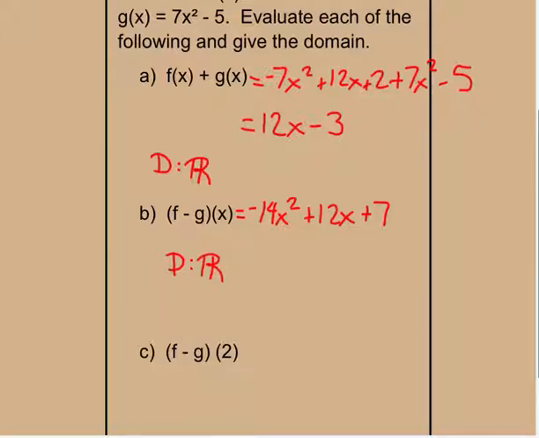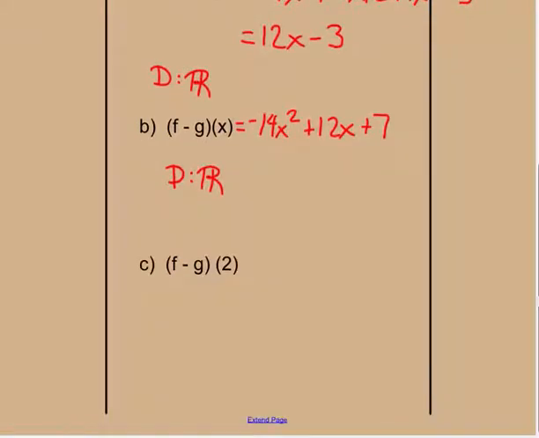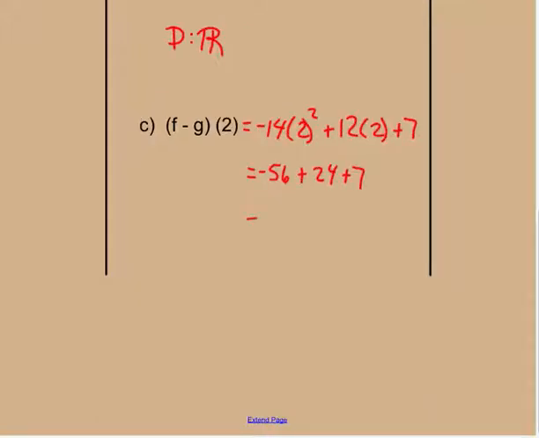Then the last one, remember, we can also evaluate the function at a value. Since we've already subtracted our two functions, we can just substitute this 2 into the answer we got for part B. So we get negative 14 times 4 is negative 56 plus 24 plus 7. And combining our like terms, we get negative 25.